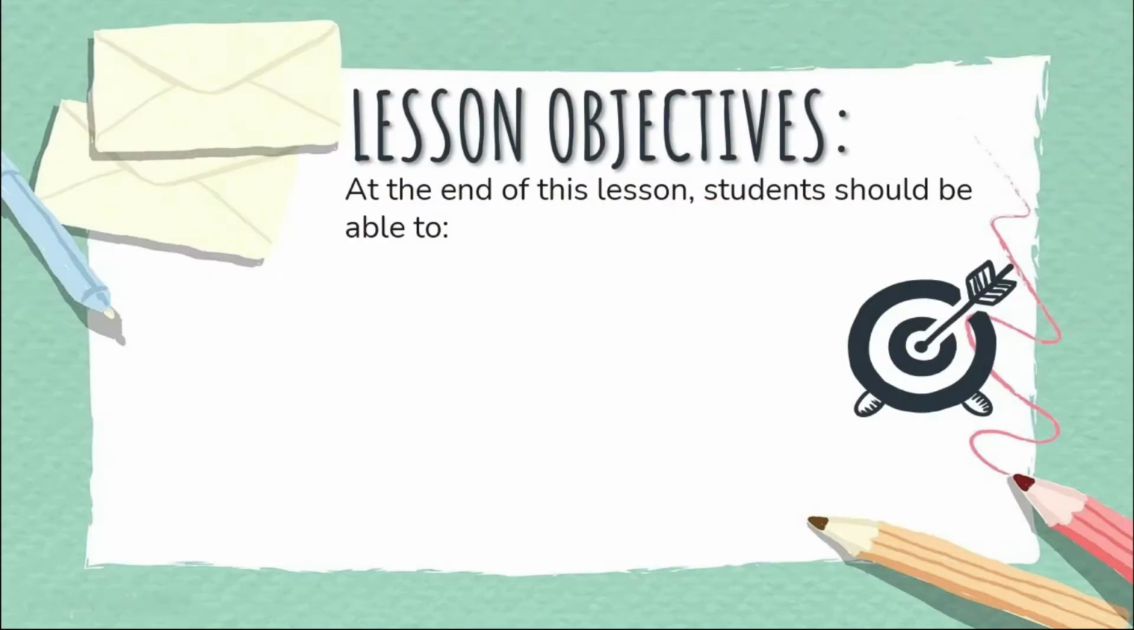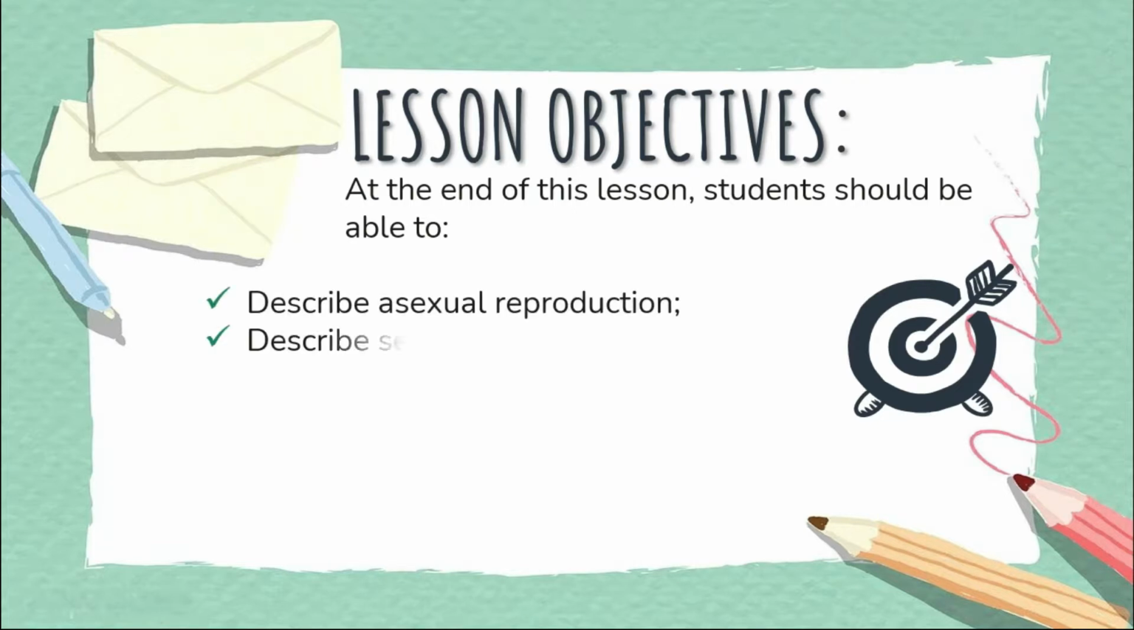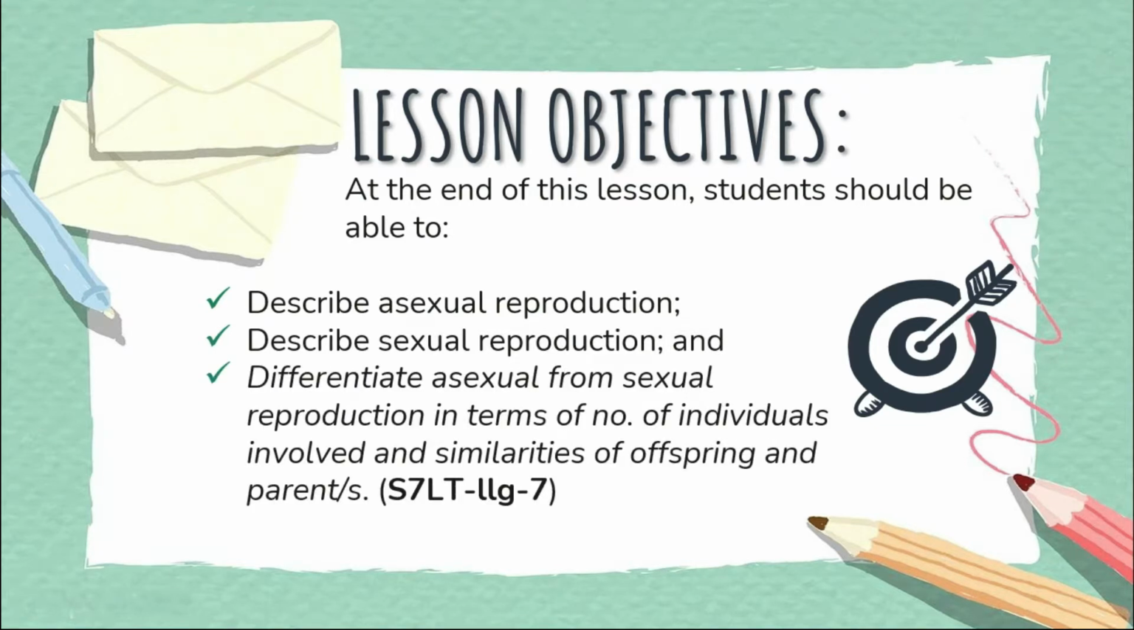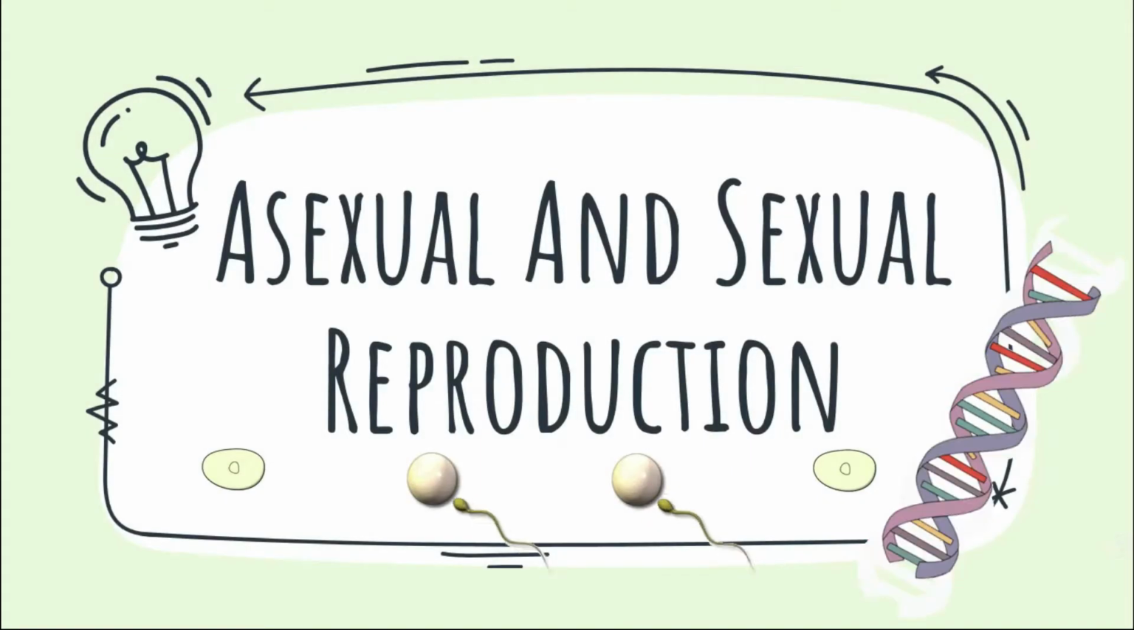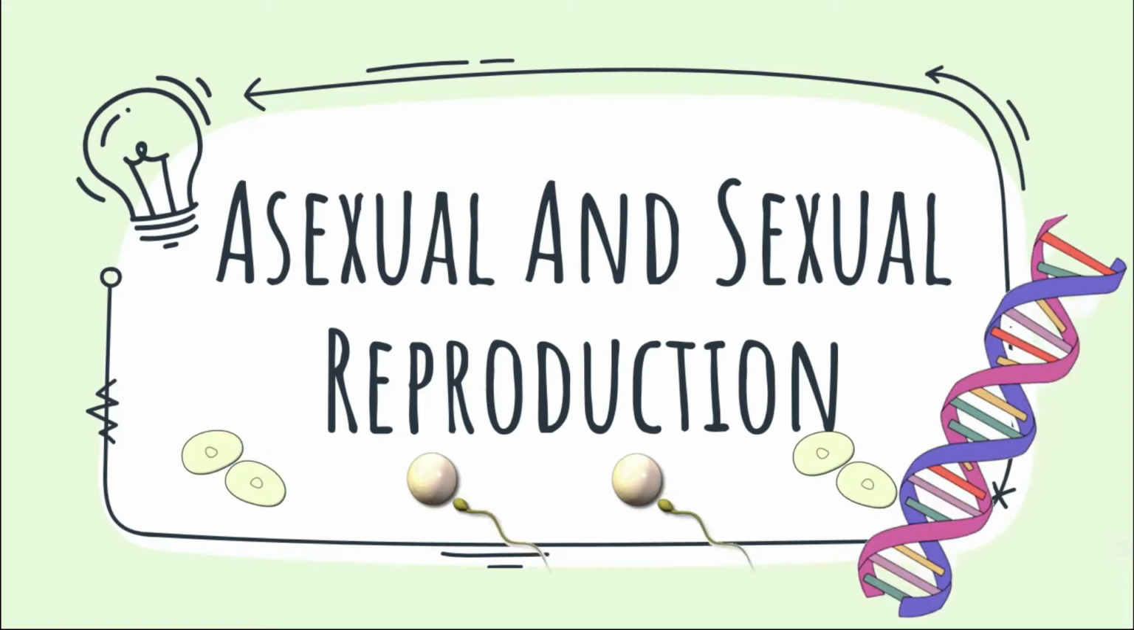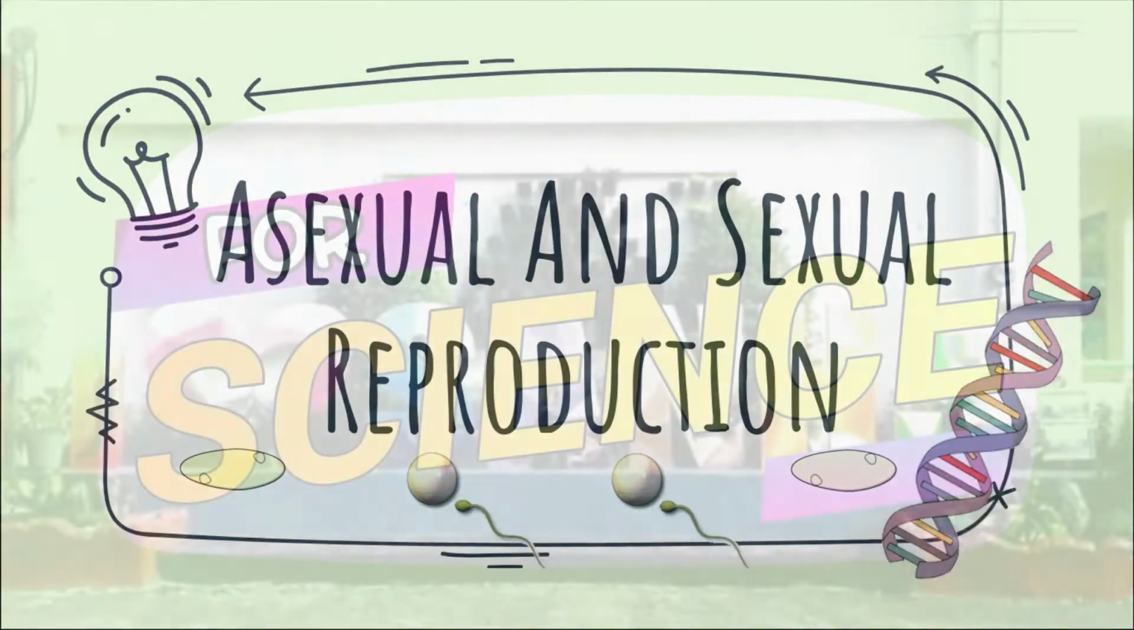At the end of this lesson, students should be able to describe asexual reproduction, describe sexual reproduction, and differentiate asexual and sexual reproduction in terms of number of individuals involved and similarities of offspring and parents. We will start our new lesson by reading a story about a farmer who plants and raises different animals in his farm. Let's all read it together.